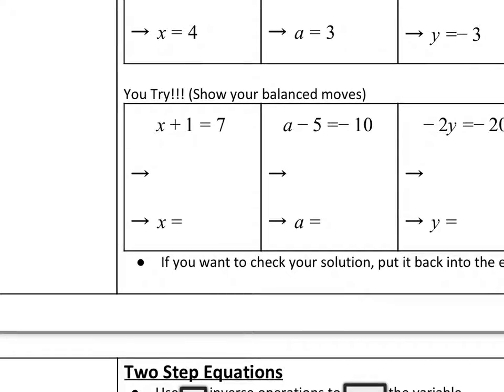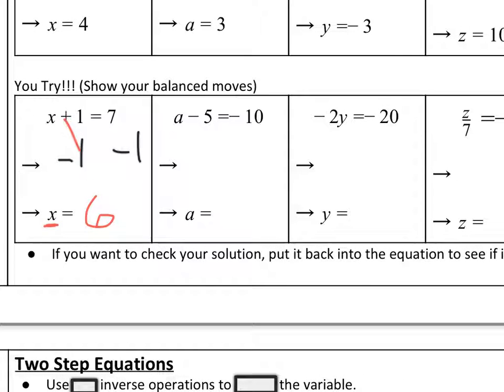All right, let's take a look at this first one here. x plus 1 equals 7. We have x plus 1. That's what we want to get rid of to get the variable by itself. So let's minus 1 from each side of the equal sign. That's going to cancel out our 1's here, leaving us with this x. And then we have 7 minus 1, and that equals 6. So that's our solution, x equals 6.